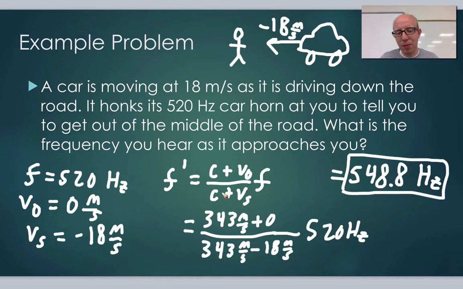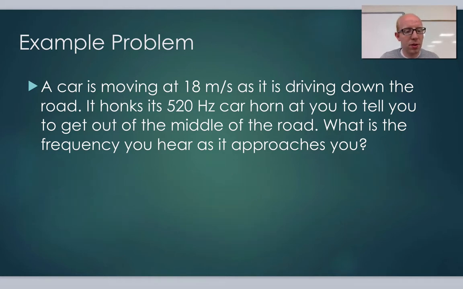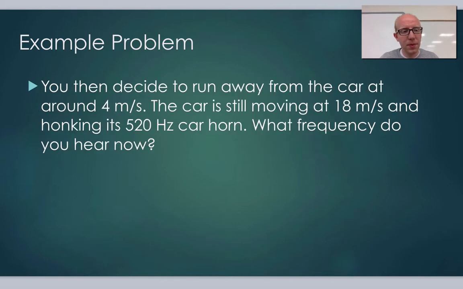Again, pretty simple. You just need to determine your velocities, put it in your calculator, and you're good to go. We just got to keep track of the signs. Okay, let's do another example. Same scenario. You then decide to run away from the car at around 4 meters per second. The car is still moving at 18 meters per second and honking its 520 hertz car horn. What frequency do you hear now?